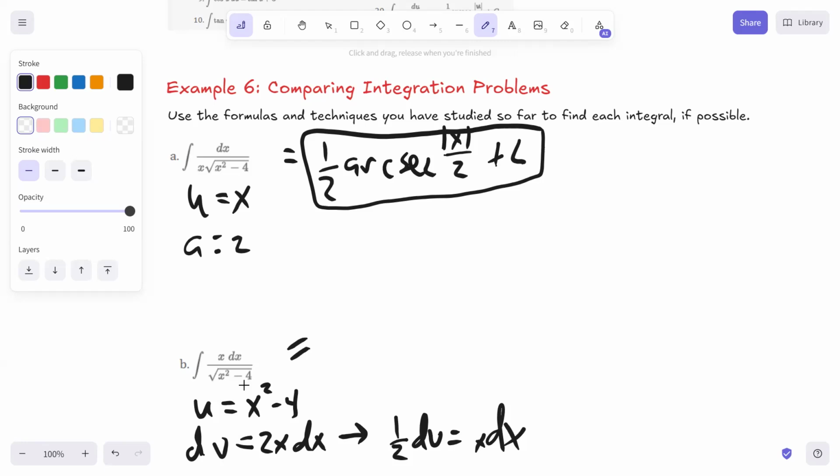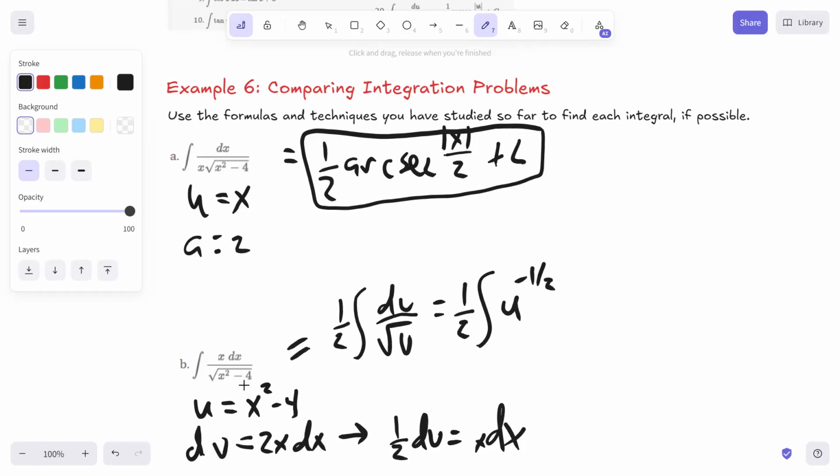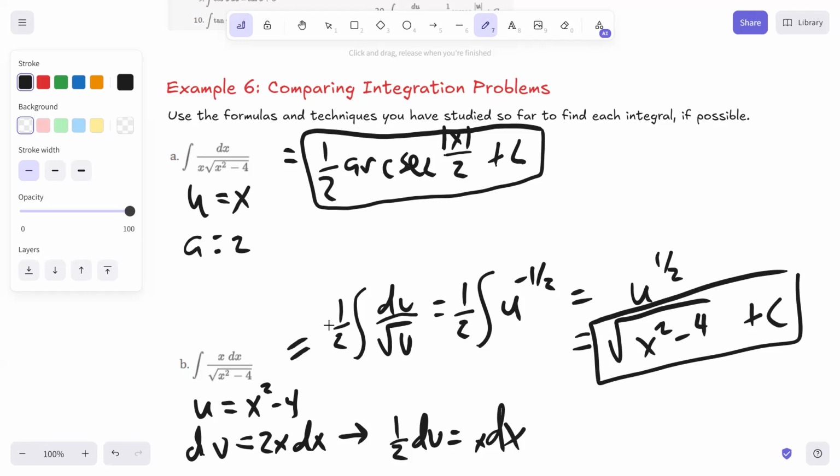So this integral would become 1/2 integral du over square root u, which is 1/2 integral u to the negative 1/2. Remember, square root is a 1/2 exponent. Since it's in the denominator, I have to bring it to the numerator as a negative exponent. So now I can do the power rule, add 1 to the exponent. When I multiply by the reciprocal, it gives me 2. It cancels with the 1/2. And then we can rewrite this as square root of u, which was x squared minus 4, plus c. Make sure the plus c is outside the square root.